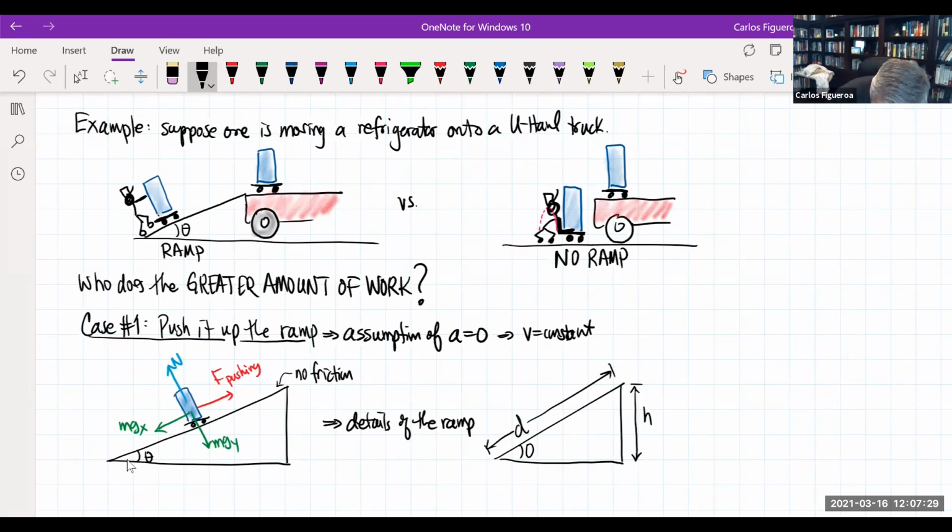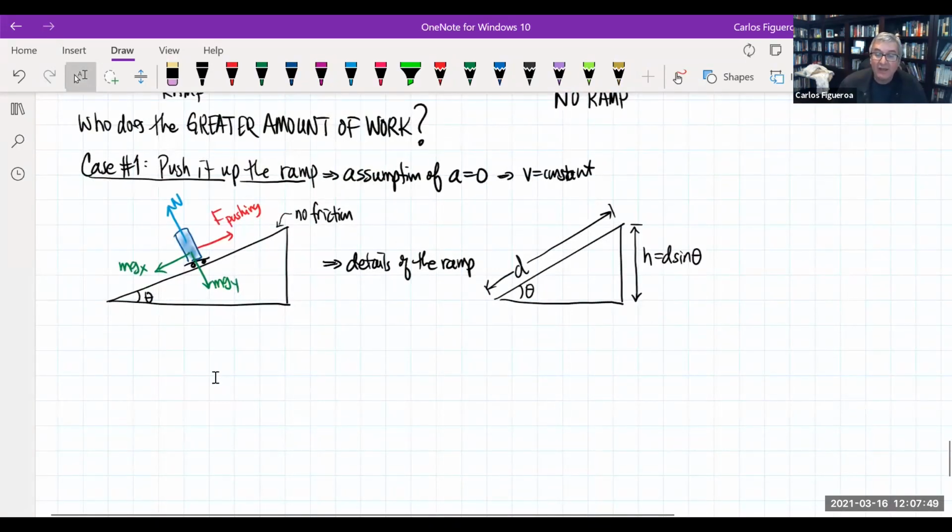And because this angle is here, I can rewrite h in terms of d so that this is d sine of theta, since h is the opposite, not the adjacent. So here we go. What I'm going to do here sets up the picture. And what you're going to see is that in this case we are doing work. But let's be real specific here. How are we doing work? We are doing work in the direction of the displacement.